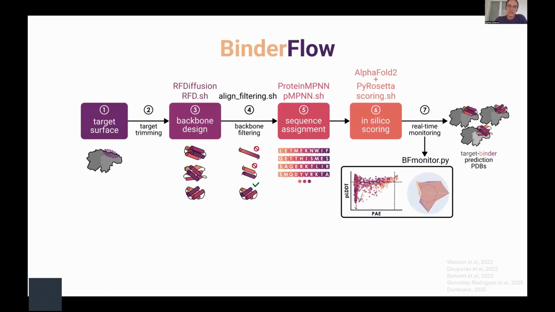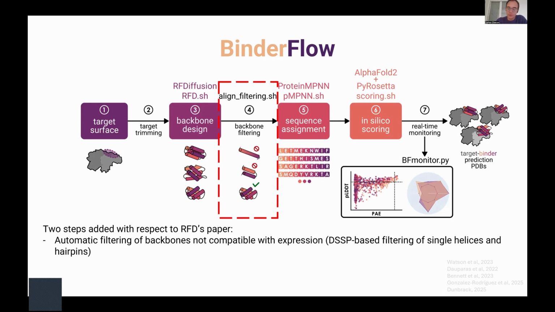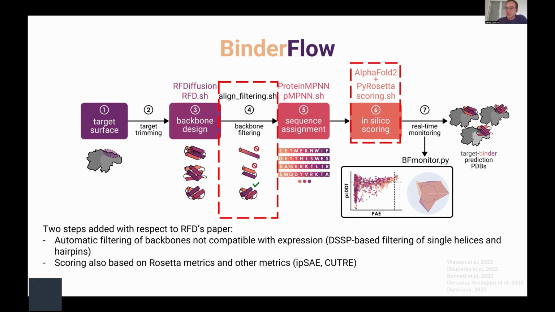With respect to the workflow itself, BinderFlow works just as the linear pipeline: backbone design with RFdiffusion, sequence assignment with ProteinMPNN, and in silico scoring with AlphaFold 2. But we added two steps in order to improve efficiency. Between the RFdiffusion and the ProteinMPNN steps, we added automatic filtering of backbones, which in our hands are not compatible with expression, like single helices or hairpins. To do this filtering, we use DSSP. And we also added a second scoring step using Rosetta, like others have done, for example, in Mosaic. And we added other metrics like pDockQ.